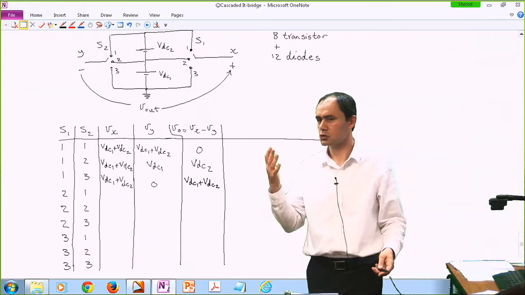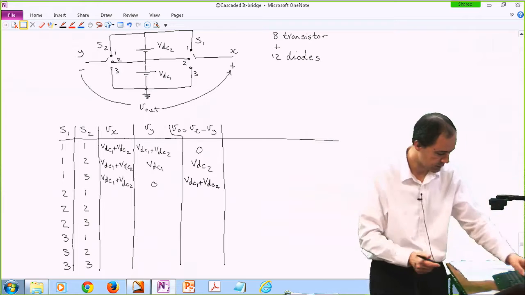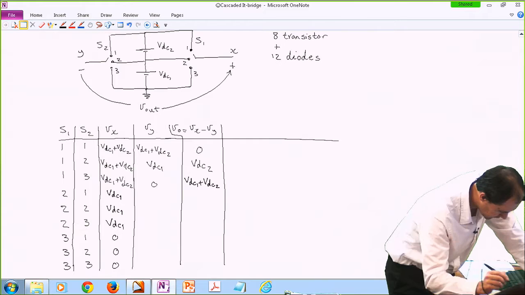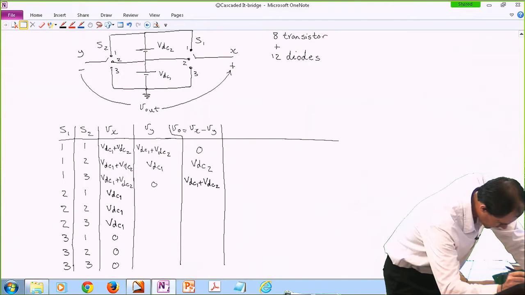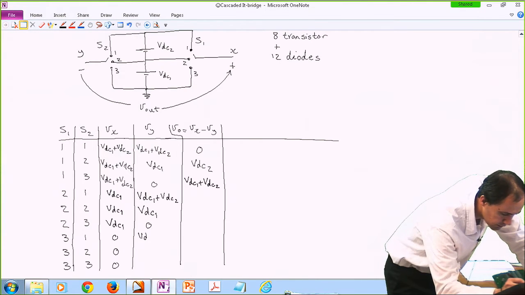Okay, so these are so far 3 possibilities. Then if my switch number 1 is in the second position, I have VDC1 for Vx. And then I have 0 for Vx. Then for Vy, we have to look at S2, and it's in the first position, so VDC1 plus VDC2. Only VDC1 and then 0. And then VDC1 plus VDC2. Only VDC1. And then finally 0.